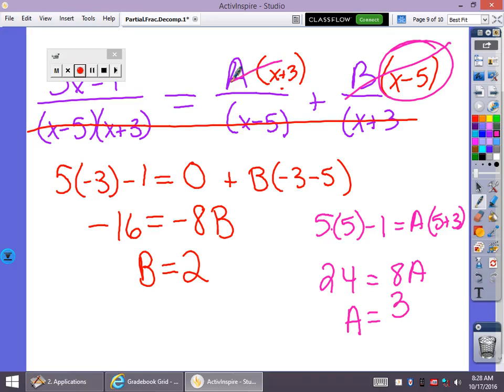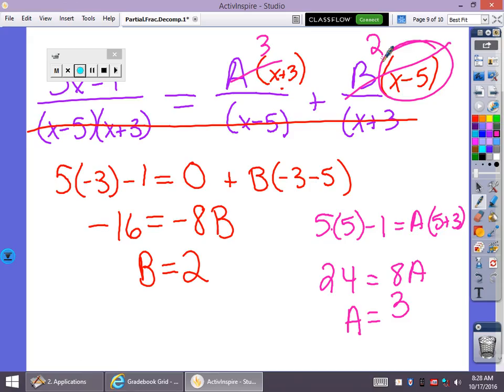So 3 needs to be with the x minus 5, and 2 needs to be with the x plus 3. It matters that 3 is with the x minus 5. But which one you list first does not matter. You could have said 2 over x plus 3 plus 3 over x minus 5. Okay, cool? All right.